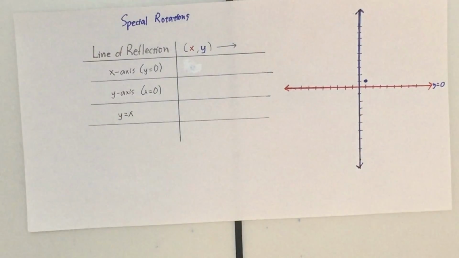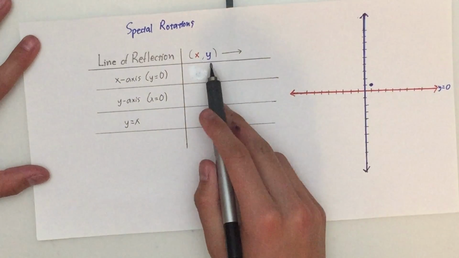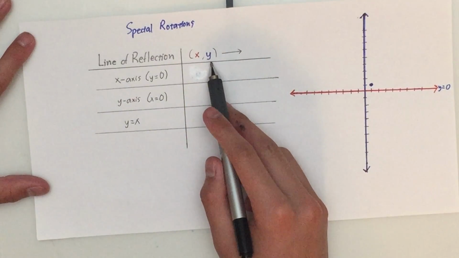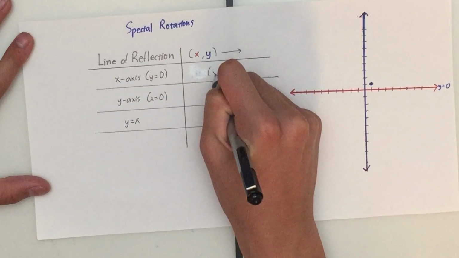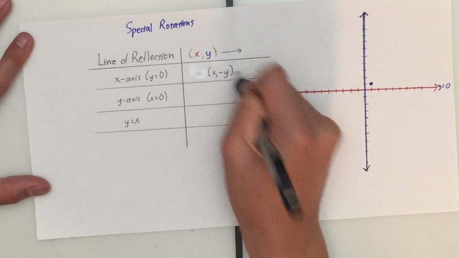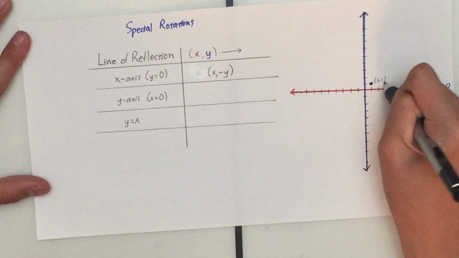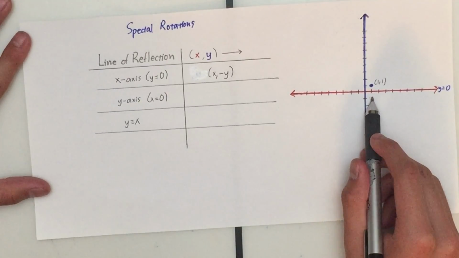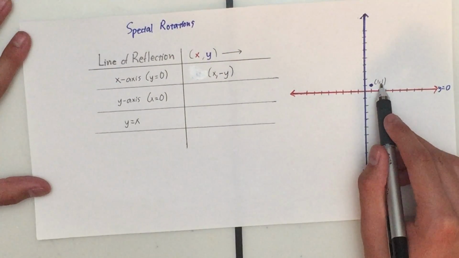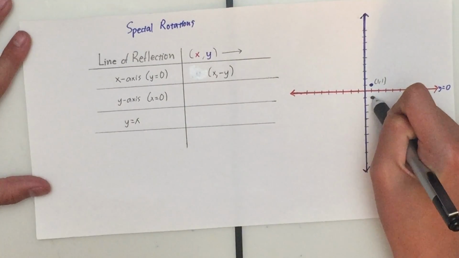The first line of reflection is reflecting across the x-axis, or where y equals 0. So let's say you have point (x, y). To reflect that point across the x-axis, you simply change it to (x, -y). So let's say we have point (1, 1) over here. To reflect it across the x-axis, we just need to change the y to negative. So (1, 1) would become (1, -1). So you just turn it down here.